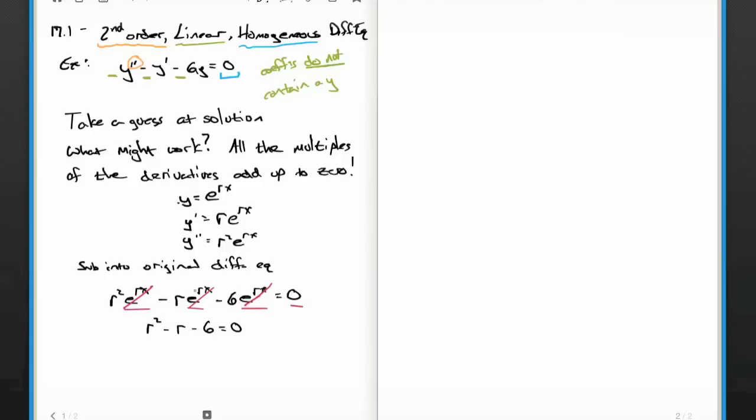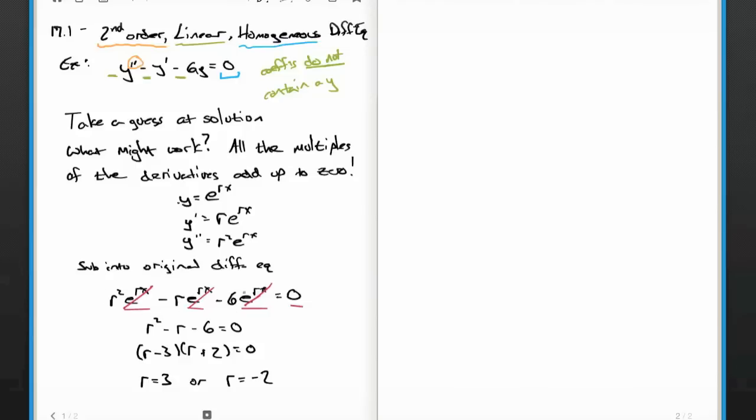Well, we know how to deal with these, so we could factor this thing. Equals 0, and let's see, 6, minus 3 plus 2, how about that? Minus 3r plus 2, leading me to believe that r could equal positive 3, or r could equal negative 2. So there are two different values of r that would make this differential equation work.